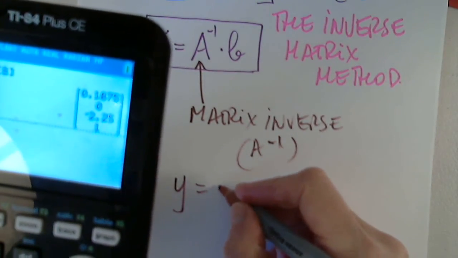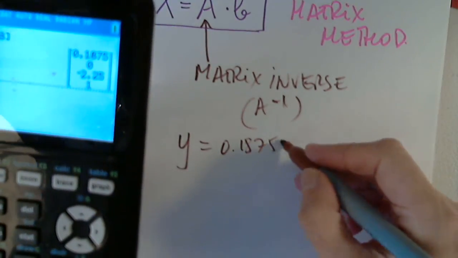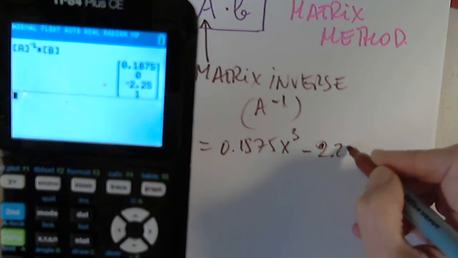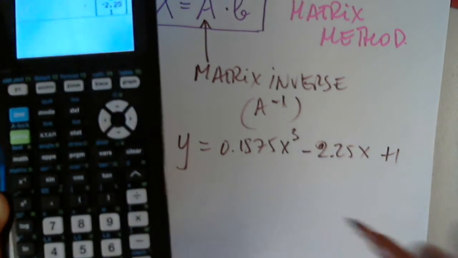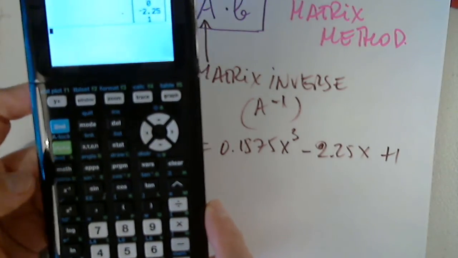So y equals 0.1875, and we can change that to a fraction in a minute. So x to the third, x squared is 0, goodbye, minus 2.25x and plus 1. If you have any difficulties changing these into fractions, you go to math.